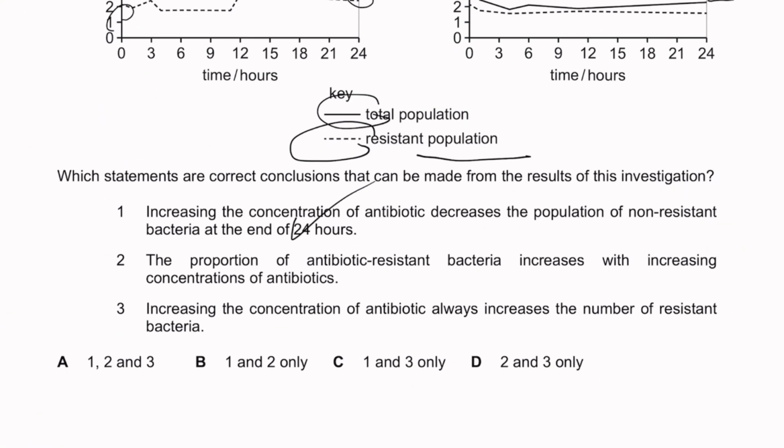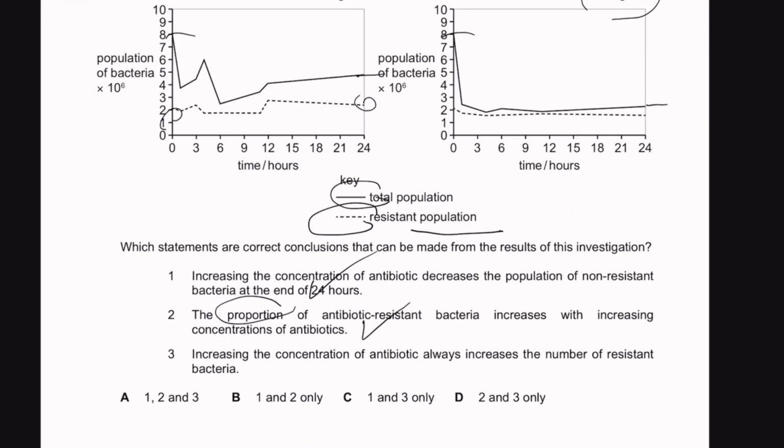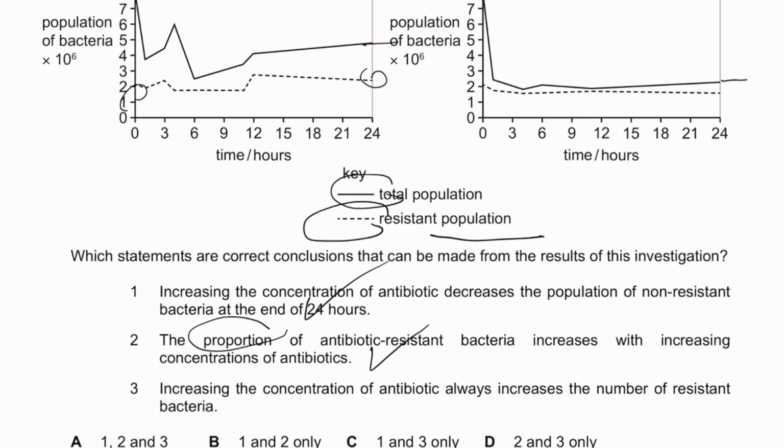Let's focus here. The proportion of antibiotic-resistant bacteria increases with increasing concentrations of antibiotics. The proportion of antibiotic-resistant bacteria does increase with increasing the concentration of antibiotic. And notice here he mentioned proportion because overall it's approximately the same population, but the percentage of total bacteria is going to definitely be higher in this case.